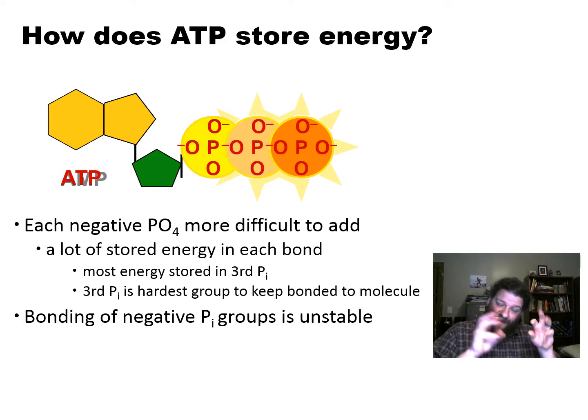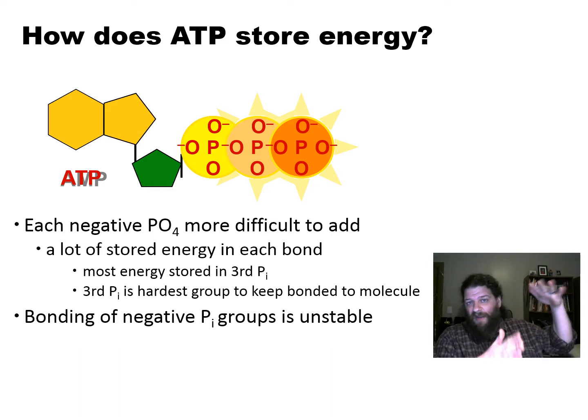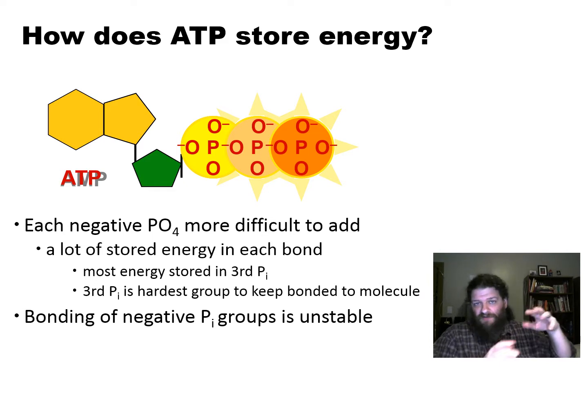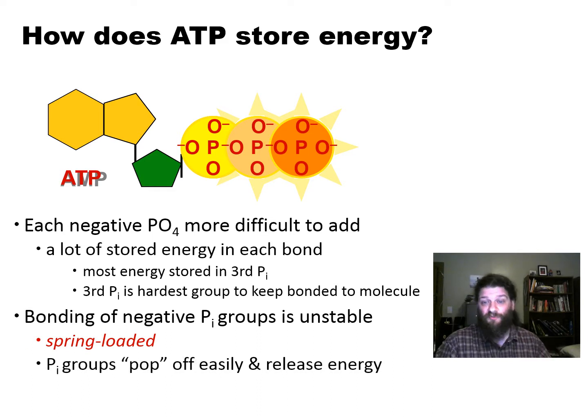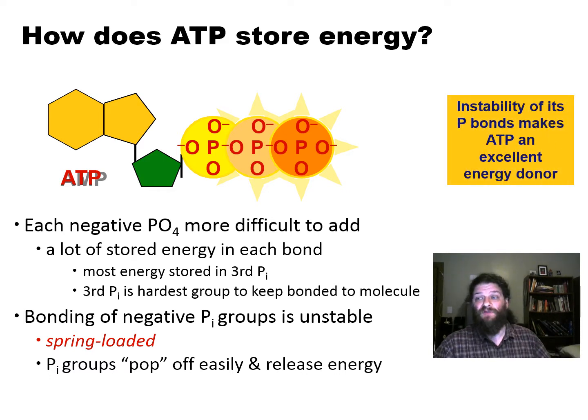Those negative, electronegative oxygens with all of their paired unbonded electrons around them, putting all those electronegative things together makes them repel. And so that molecule, the ATP molecule, is actually pretty unstable. You can almost think of it as spring-loaded, and that P will pop off, and actually the second P will even pop off and release the energy. And this instability actually makes it a really good candidate for something that will hold energy, but also something that will give it away, make it a good energy donor.